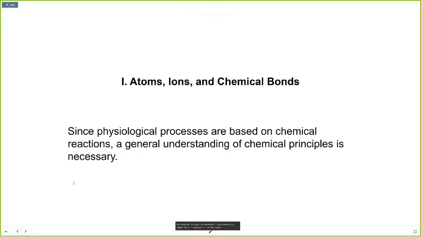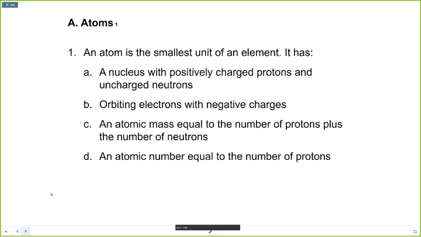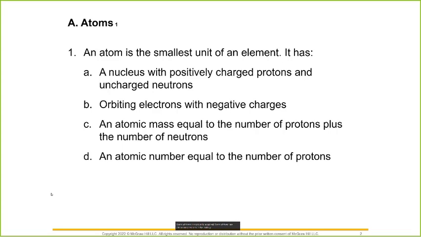Atoms, ions, chemical bonds, and how they relate to human anatomy and human physiology. So this is a quick recap review from Gen Chem, and we'll start off with a little bit on atoms. Atoms represent the foundation of the universal elements of our world. Some of them are also more prevalent in the biology of an organism.